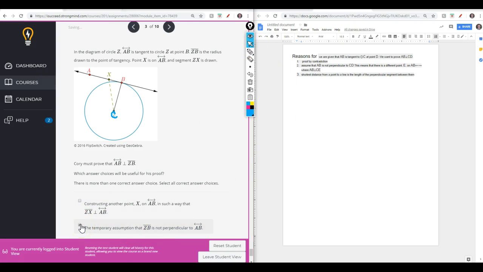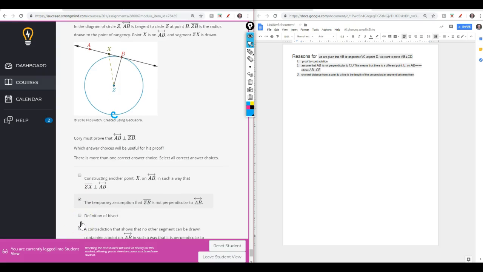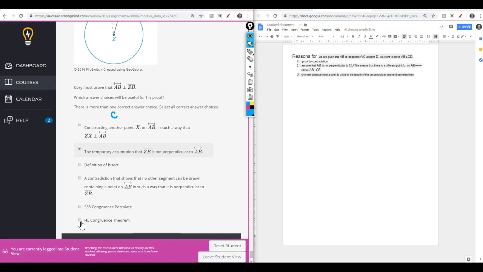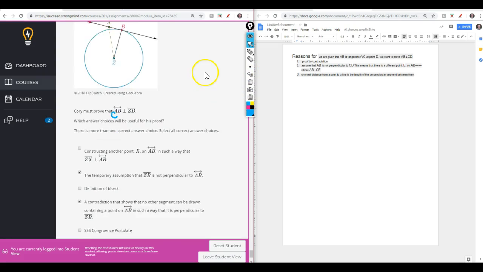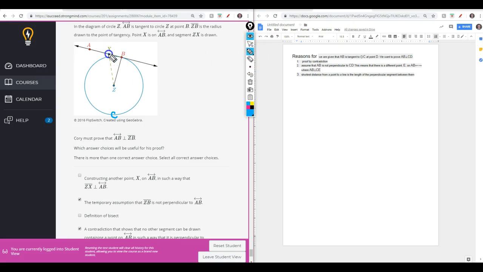The other one that we would be looking for is a contradiction that shows that no other segment can be drawn containing a point on AB in such a way that it is perpendicular to segment ZB. I'm getting that from this: the shortest distance from a point to a line is the length of the perpendicular segment between them. And from what I'm remembering in the proof above, if it wasn't perpendicular, then this point ended up being inside right here. So that would make this not perpendicular. It would make it acute. I'm just remembering that from the proof.